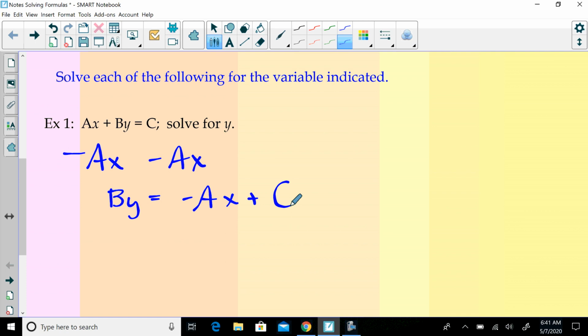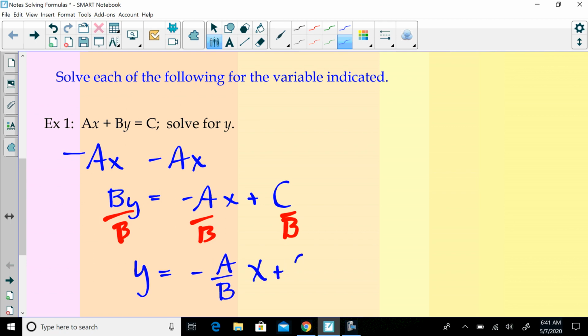So formulas can be rearranged and written in different ways. I'm going to write it in this way in particular so that you could hopefully understand where the slope and y-intercept come from in standard form. And then we're going to divide everything by b, and we're going to end up with y equals negative a over b x plus c over b.